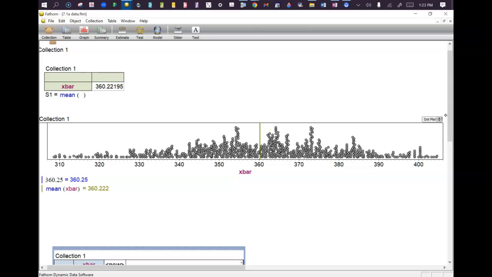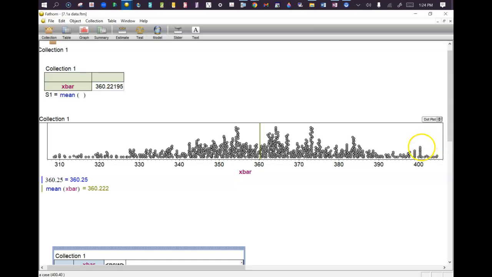Right at about where that gold bar is, there's also a blue bar, but they're so close together you can't actually see the difference between the two. That is the population mean of 360.25. What you'll notice here is that the mean of all 931 sample means is also very close to that, at 360.222. Now, you wouldn't try to estimate the population mean by taking 931 sample means of size 5. That just seems unreasonable. But here's the idea behind this.